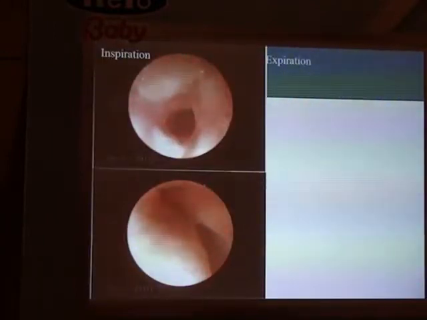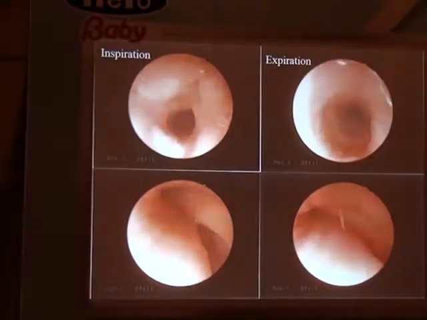So we talked with pulmonary and we got a bedside bronchoscopy on this patient. And here is on inspiration, in expiration, our bronchoscopy pictures. And you can see in some areas we're very wide open, you go farther down and the bronchus is completely collapsing. So we know we have a significant amount of malacia.